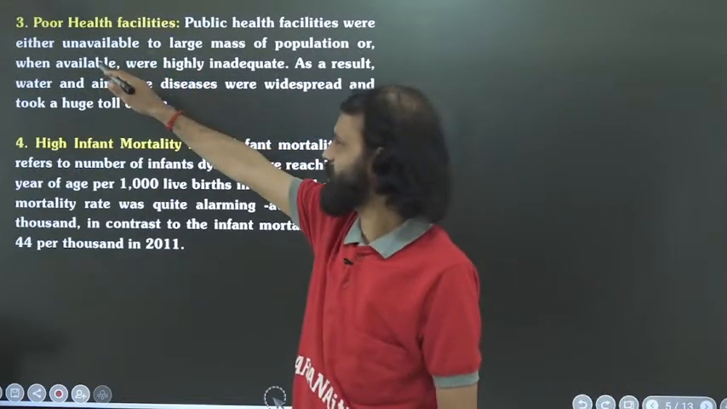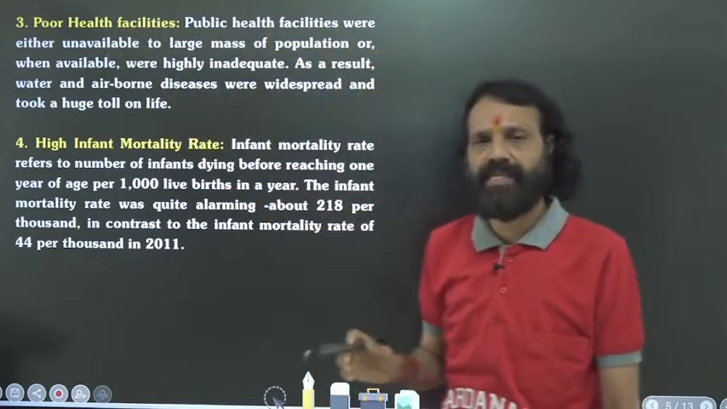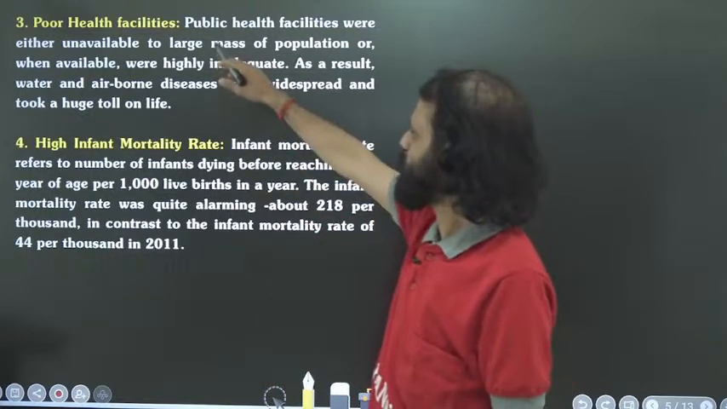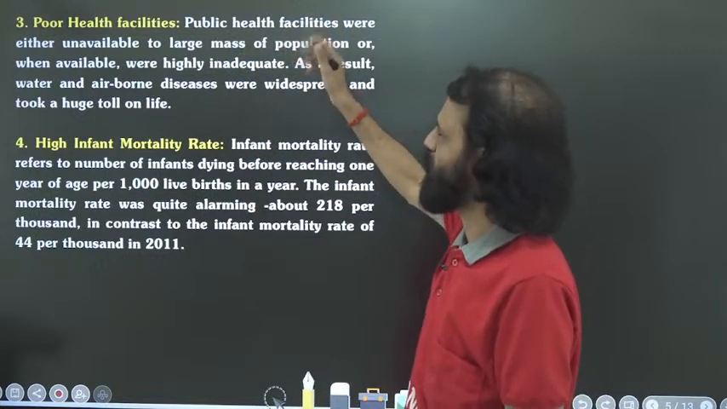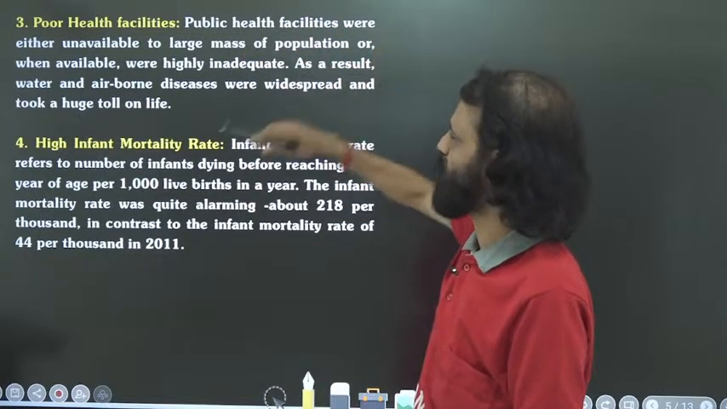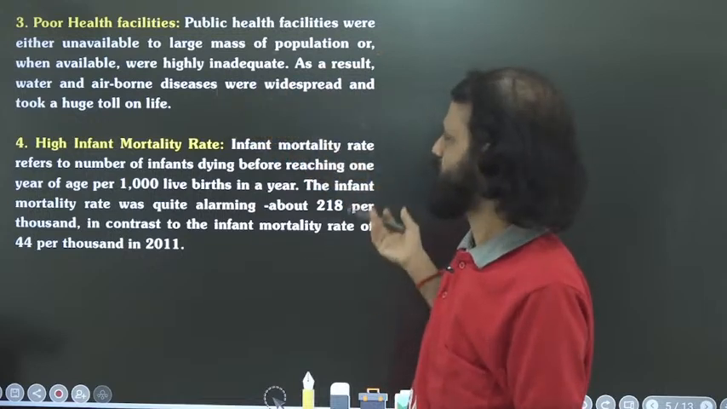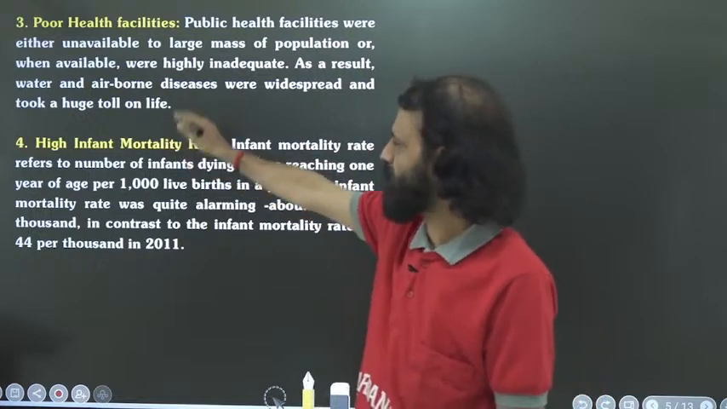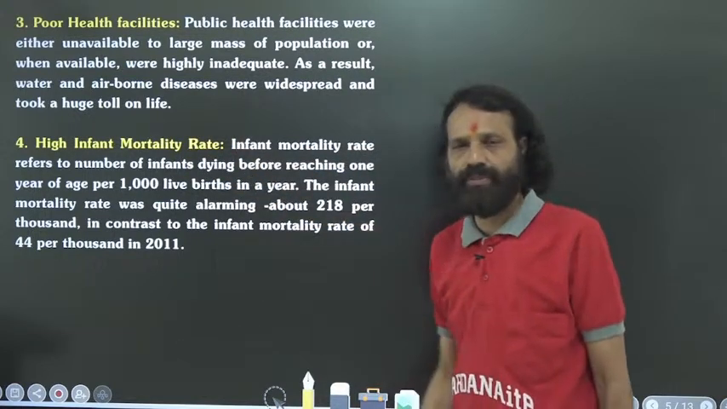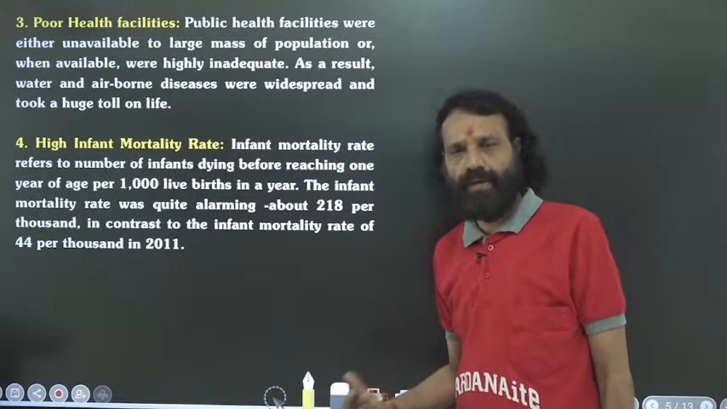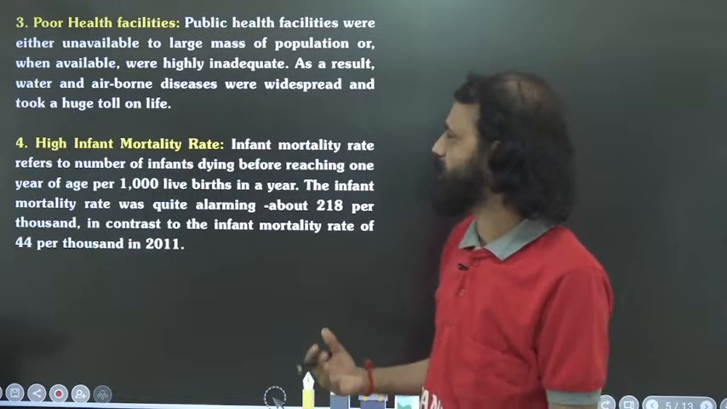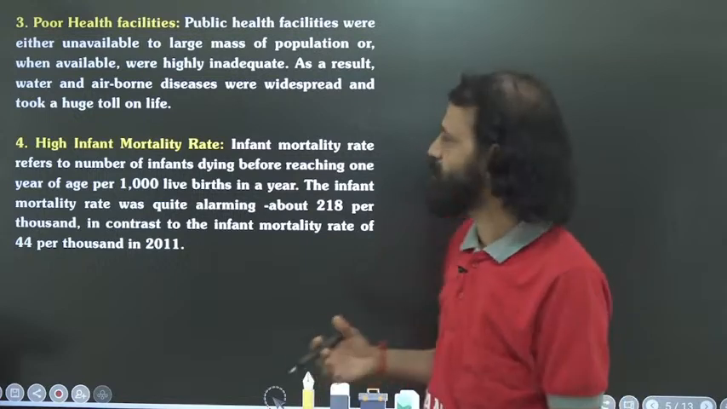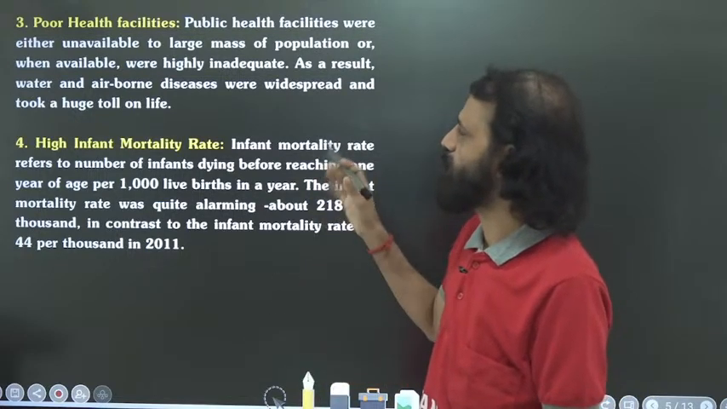Then poor health facilities. The other point we need to remember is that there were no good health facilities. Public health facilities were either unavailable to a large mass of population, or when available were highly inadequate. As a result, water and airborne diseases were widespread and took a huge toll in life. Many people died due to the lack of proper health awareness programs and health facilities in India. There were not enough good hospitals, so more people died at that time.